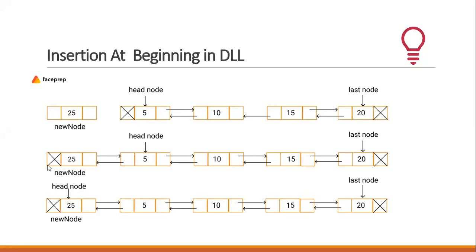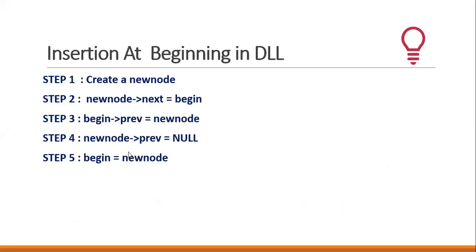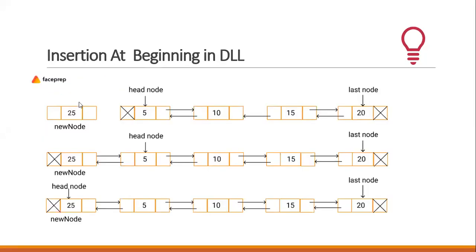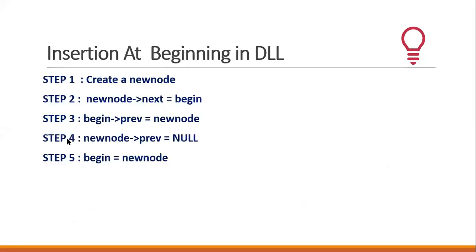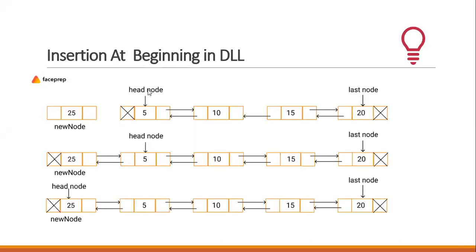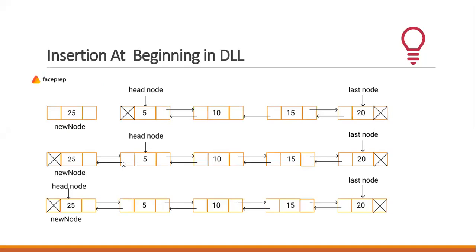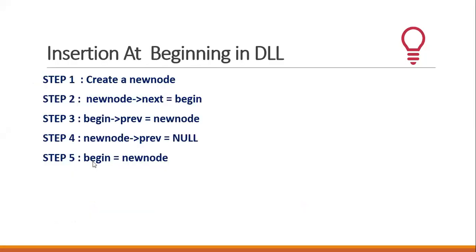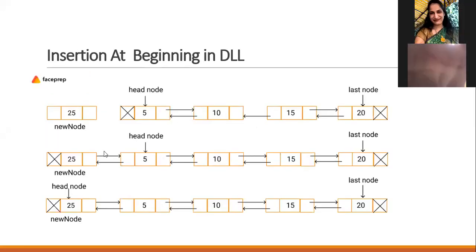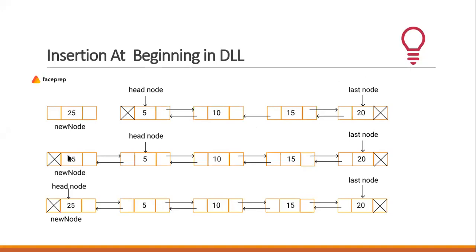Fine. So now let's understand how it will go. In that case, create a new node. Definitely, we have to create a new node, that is for sure. New node of next is equal to begin. Fine, that's what we see. We have to connect the new node of next to the begin. Fine, we did that. Begin of previous to the new node, absolutely correct. We also did a linkage of begin of previous to the new node. New node of previous to be null. So we did new node of previous to be null.